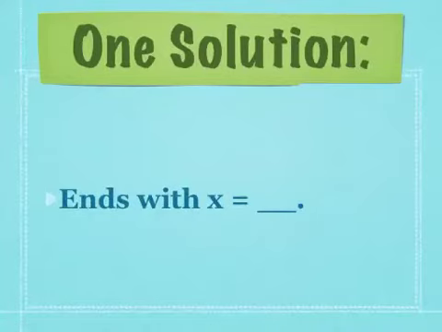We could have one solution, which is going to end, when we're solving it, with x equal to a number. The number can be positive, the number can be negative, the number can be 0, but we end with a positive 1x equal to some number.